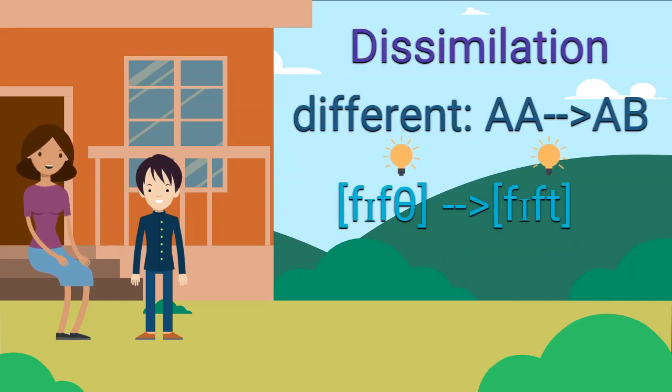Next is dissimilation. This is the opposite rule to assimilation, because in this rule we are trying to make the sounds different. Like in the word fifth. Both f and th are fricative sounds and they're really hard to say together. So the sound th is changed to the sound t. And then we get a fricative and a stop, and it's easier to say. Like fifth instead of fifth.